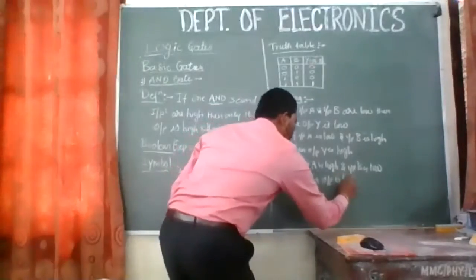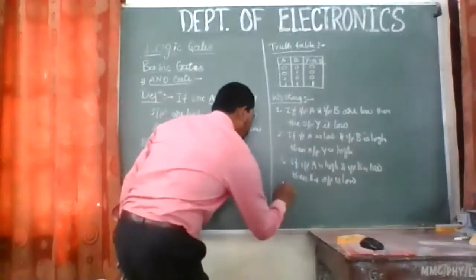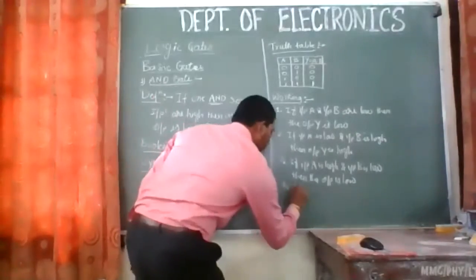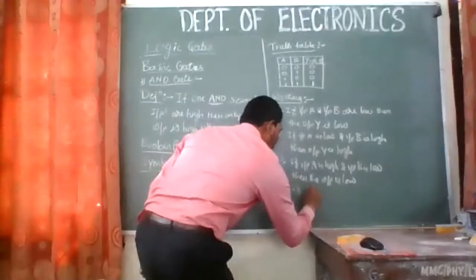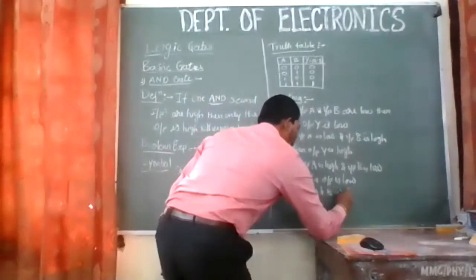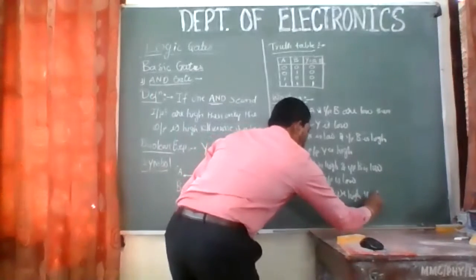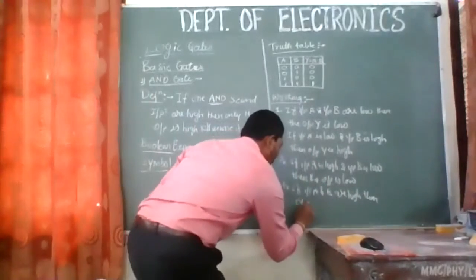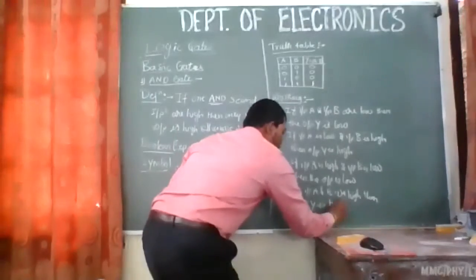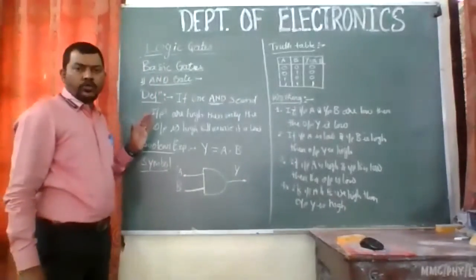Then the output is low. So I guess it is visible to you. And in the last point, we need to write that if input A and B are high, then the output Y is high. So this is how you are expected to explain a particular truth table.